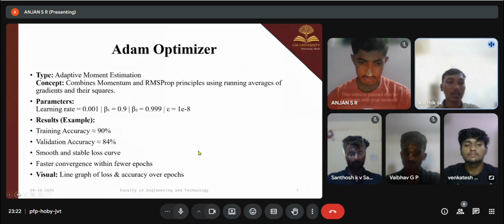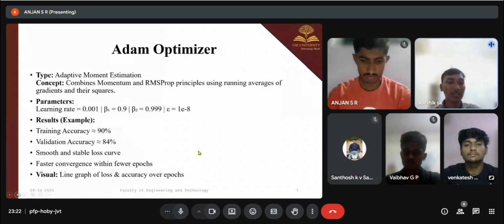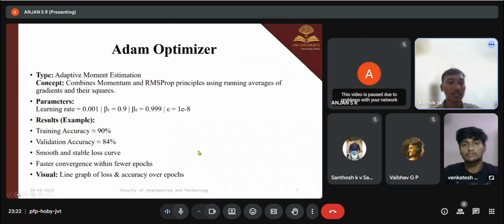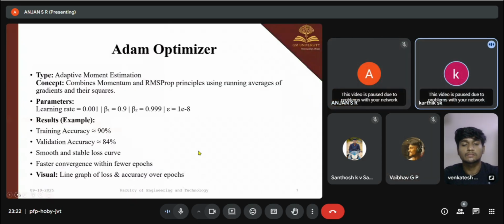Next is the result. For example, if our training accuracy is 90% and the validation accuracy is 84%, smooth and stable loss curves will be formed in the charts, and there is faster convergence within fewer epochs, where epochs are like batches we use in our training for a dataset.